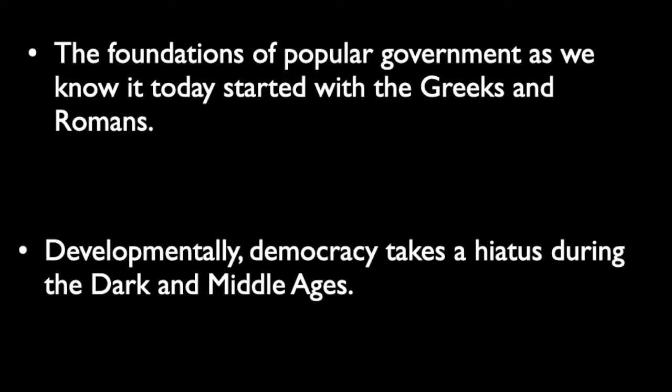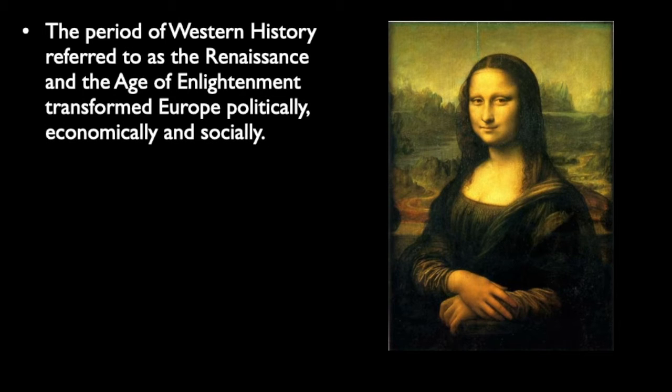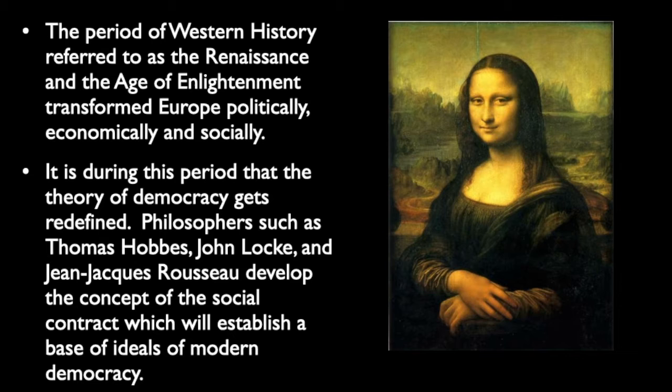The foundations of popular government as we know it today started with the Greeks and Romans. Developmentally, democracy takes a hiatus during the Dark and Middle Ages. During the Renaissance and the Age of Enlightenment, Europe politically, economically, and socially was transformed. It's during that time that the theory of democracy gets redefined, and Hobbes, Locke, and Rousseau developed the concept of the social contract, which will establish a basis for the ideals of modern democracy.